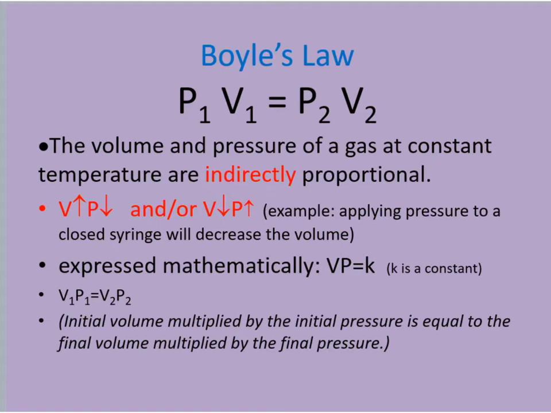We have Boyle's law, which is an indirect proportion. Boyle's law is talking about a situation in which the pressure and the volume are changing while the temperature is constant. Talk about the fact that our temperature is constant here.